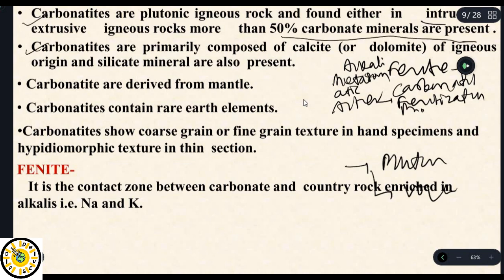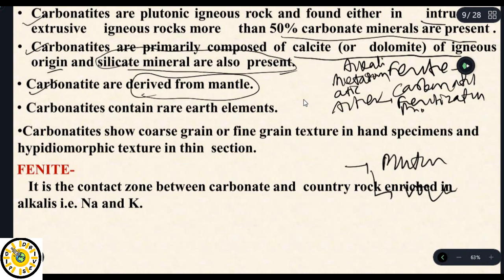So carbonatites are primarily composed of calcite or dolomite of igneous origin, and silicate minerals are also present. You will find olivine and magnetite too, okay. Carbonatites are derived from the mantle. Carbonatites contain rare earth elements, as I just said. So carbonatite is a good proxy for RE mineralization.